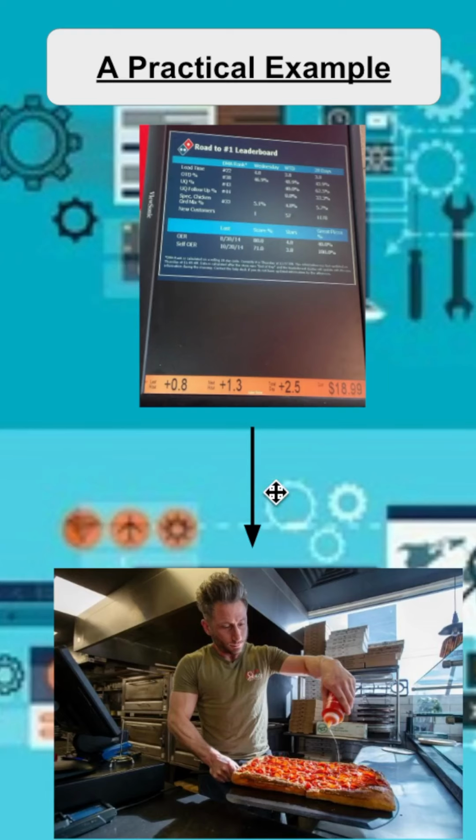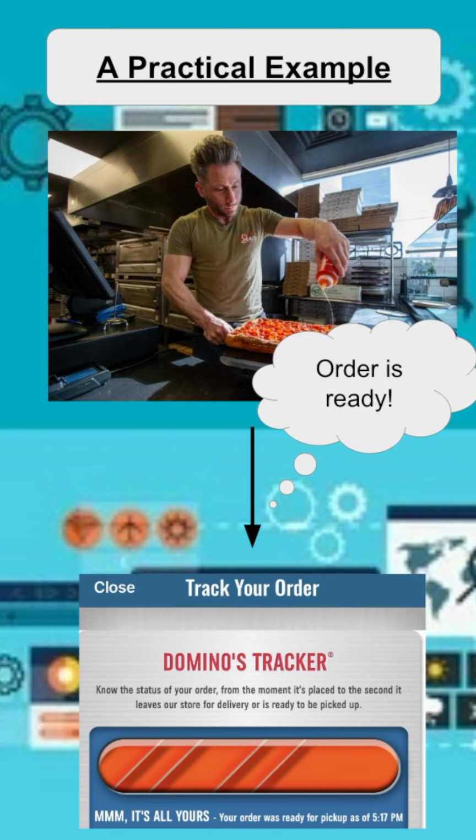From there, they go ahead and they make their pizza. Once the pizza is ready, they actually can click a button on their own screen to send an HTTP request or response back to the user saying that their order is ready.